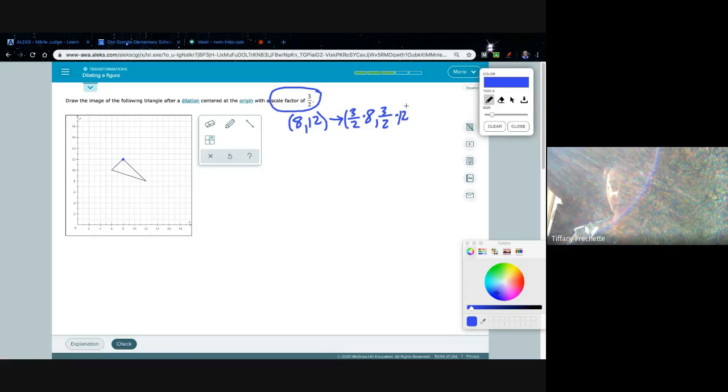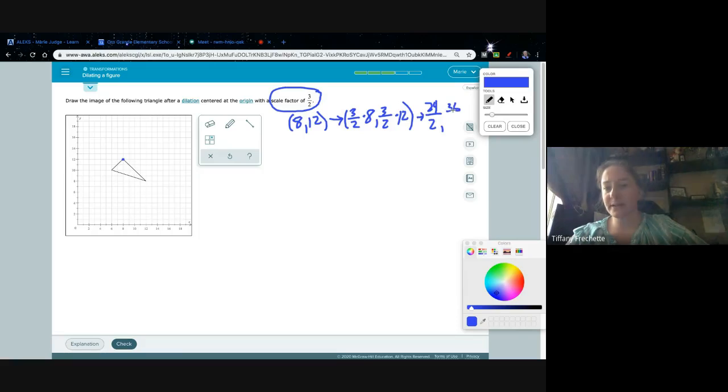Times 12. All right, so let's go ahead and multiply first. So 8 times 3, we get 24 over 2. And then we have 3 times 12, we get 36 over 2. All right, so I just multiplied. I multiplied these, and then I put the 2 underneath, so I haven't divided yet. So my last step is to actually divide.